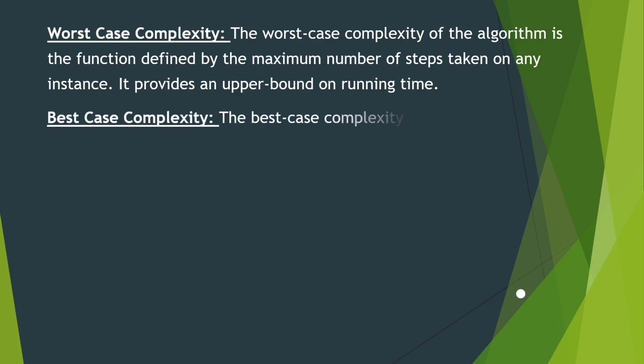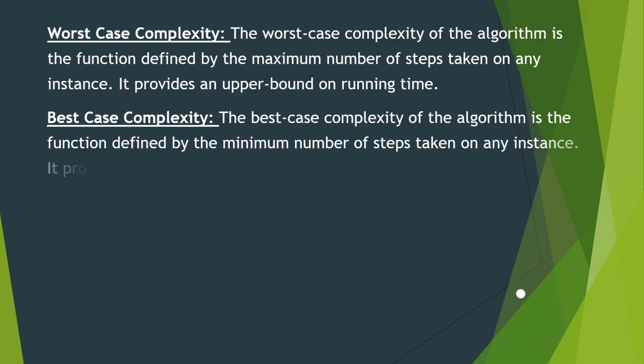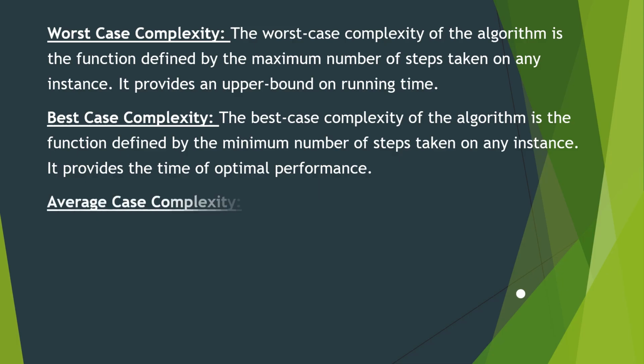Best case complexity. The best case complexity of the algorithm is the function defined by the minimum number of steps taken on an instance. It provides the time of optimal performance. It means for best performance, the minimum number of steps required by the algorithm is known as the best case complexity. Average case complexity.